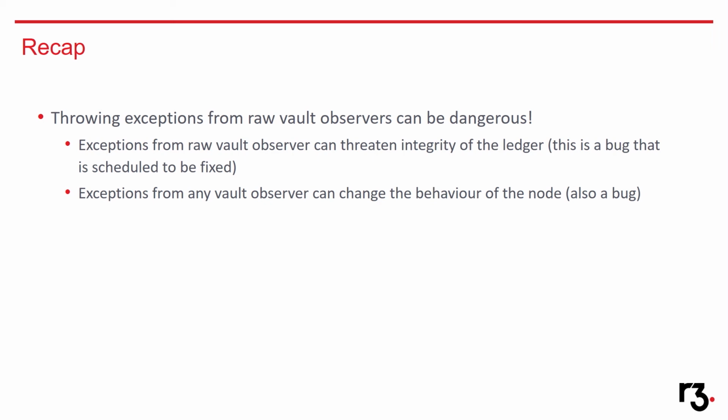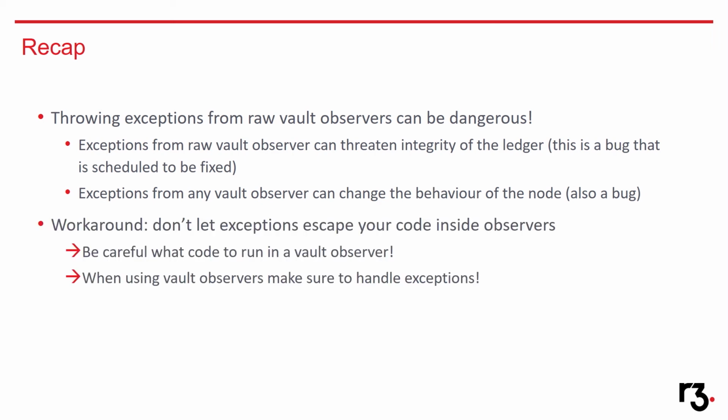And the other problem is that any exception thrown from a vault observer can unsubscribe the observer, which is also a bug that we have raised. We don't have a fix for that yet because, again, it's technically not very easy, and not very clear how you fix this in a very generic way that makes it hard or impossible to do this wrong. The workaround for these problems is, because obviously you have to go out of your way to cause these problems, they don't just happen if you write a simple CorDapp.